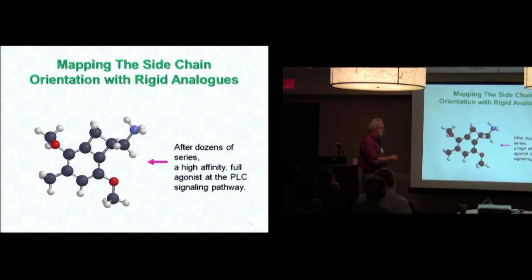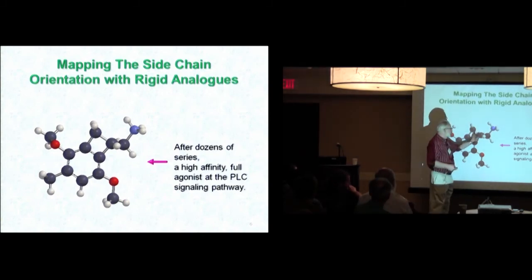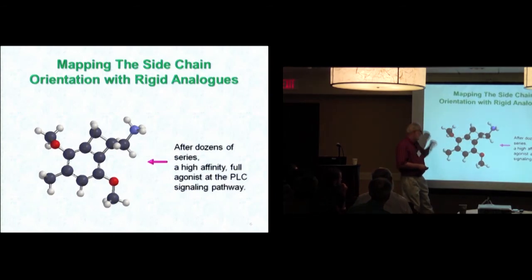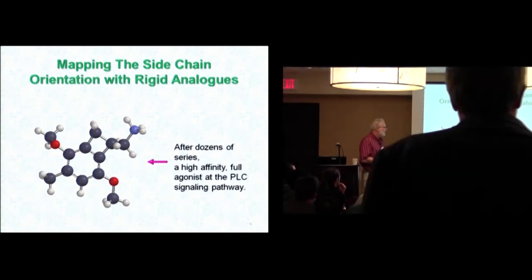so we mapped out the orientation of the methoxies, and we've mapped out the orientation of the side chain. So if you look at this, the side chain comes out, comes up, and projects over. And this is actually two stereoisomers. I've shown the active isomer. You could have the other isomer. So we know which one. We did X-ray crystallography. We know which one binds. So we know pretty well what the shape of these phenethylamines is when they bind to the receptor.